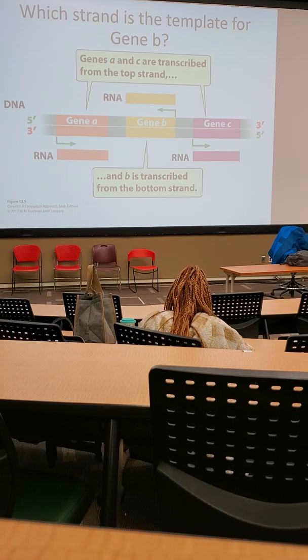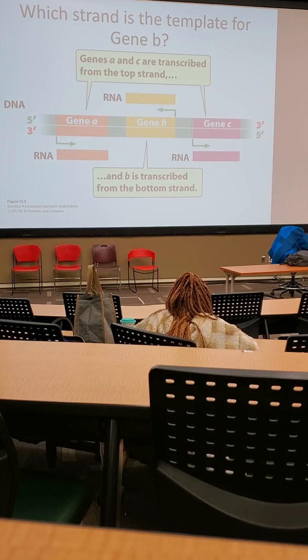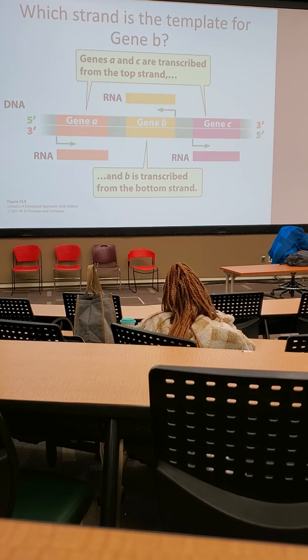Not all genes are in the same orientation. Genes can be in different orientations, and when that occurs, it means something. It means that sometimes the top or bottom strand will be the template. There's no universal template strand. It's really dependent on the gene and the orientation of the DNA you're looking at. So the question was, which strand is the template for gene B? Gene B is that yellow one in the middle.